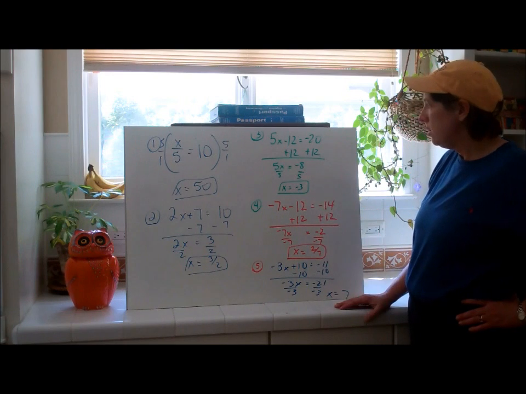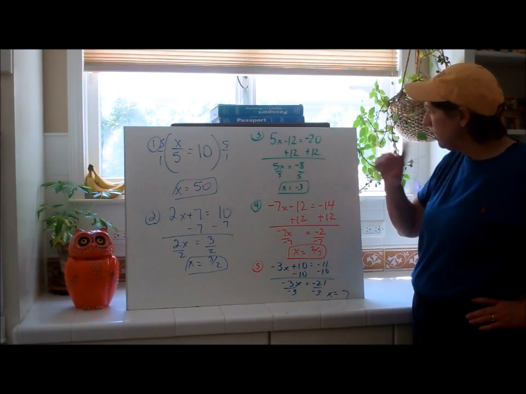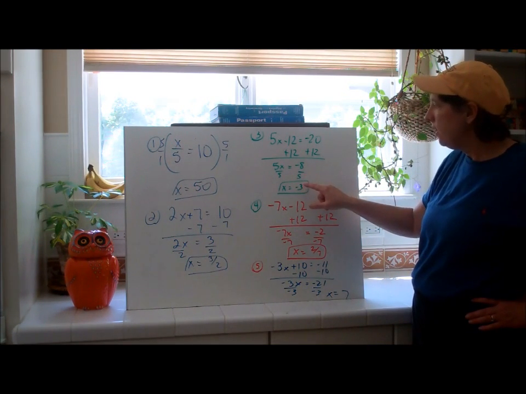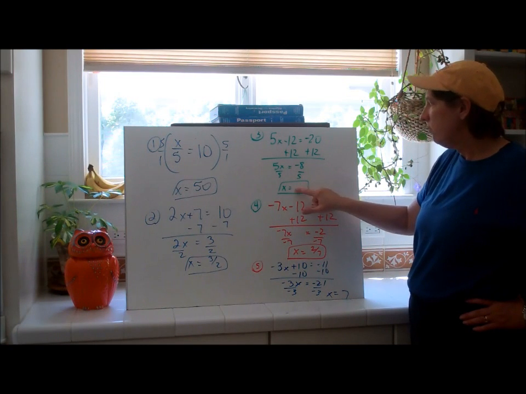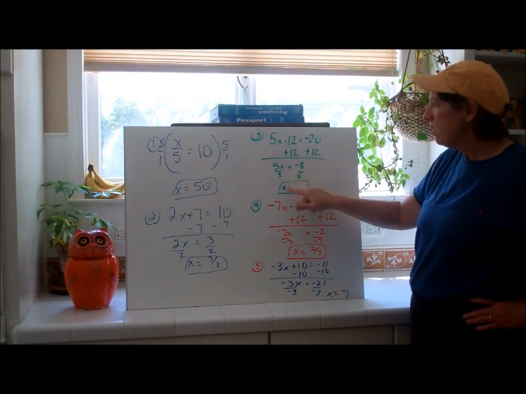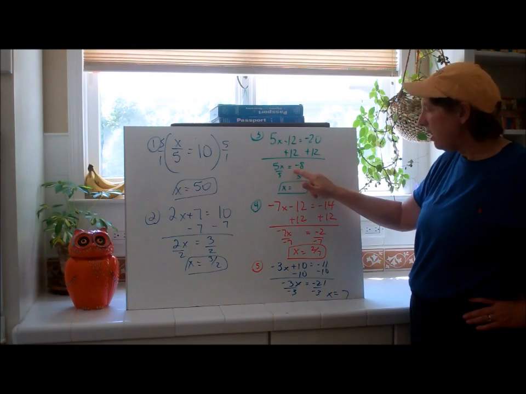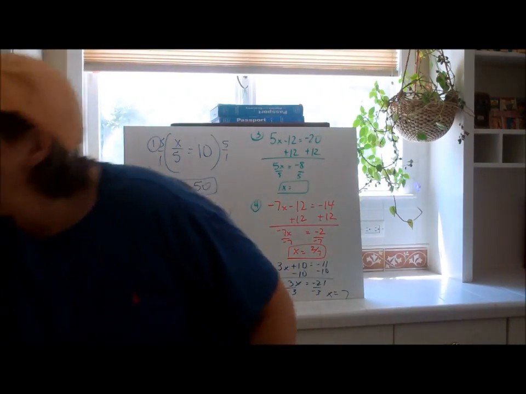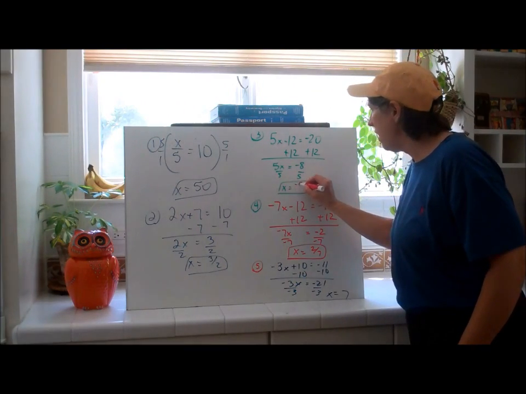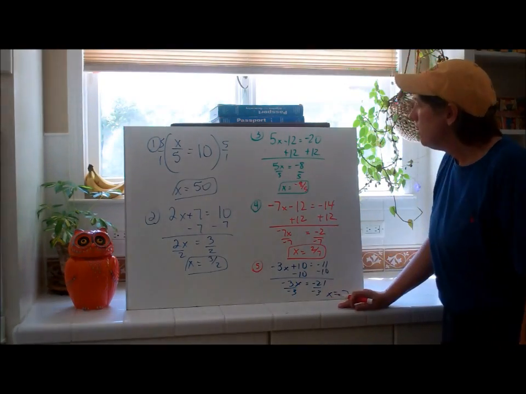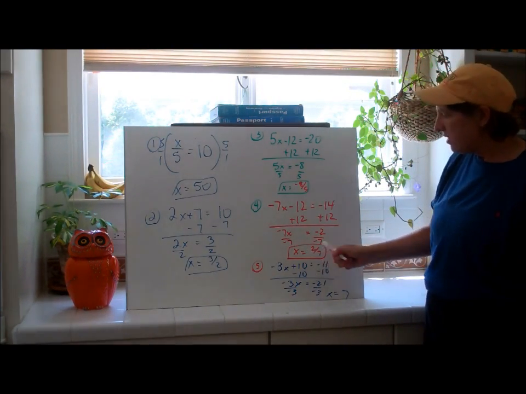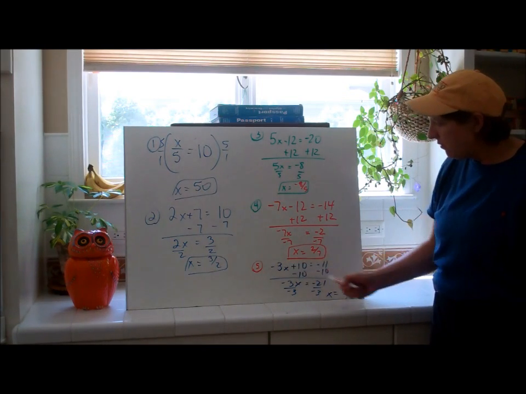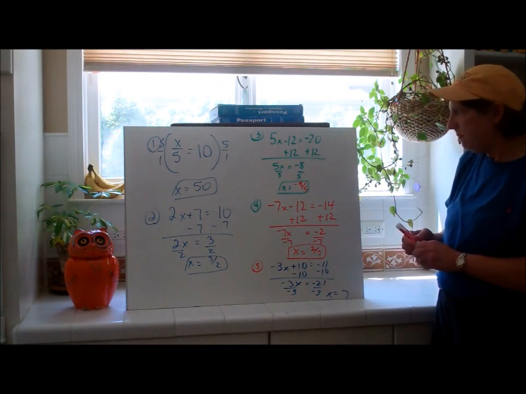Oh, that's not right, is it? x is not equal to negative 3. x is equal to negative 8/5. Where did I get negative 3? So x is equal to negative 8/5 there on that one. Okay? It's going too fast. Alright. So, in number 4, we have x is equal to 2/7. And number 5, x is equal to 7.